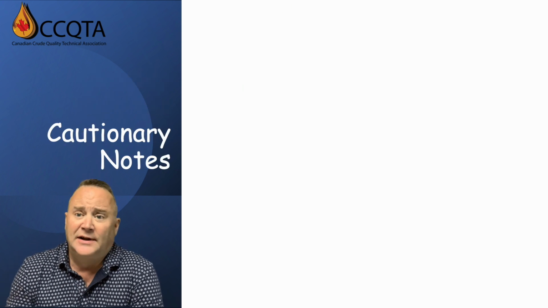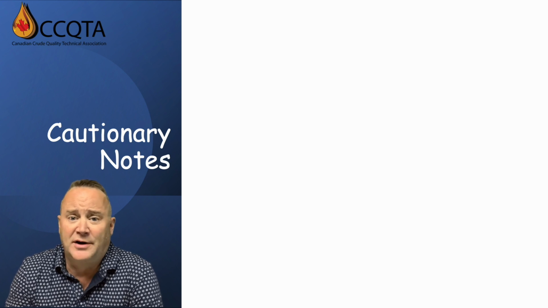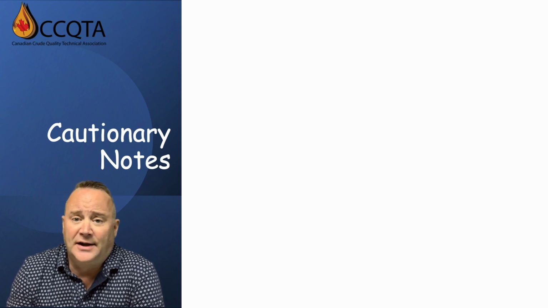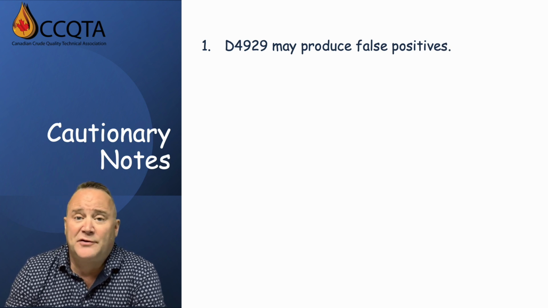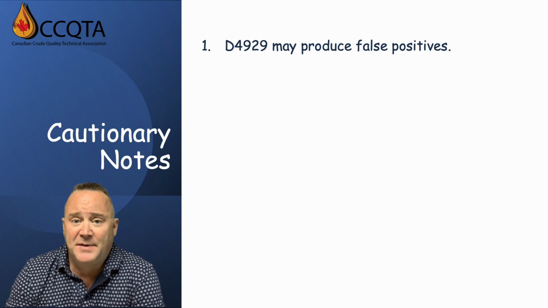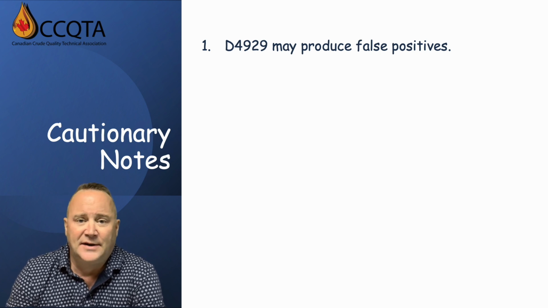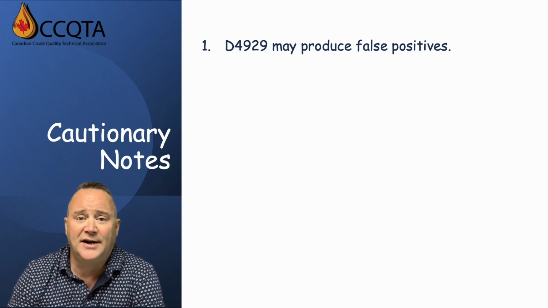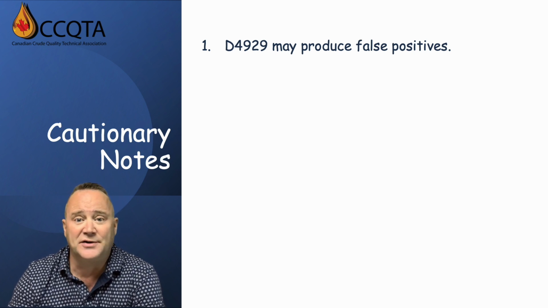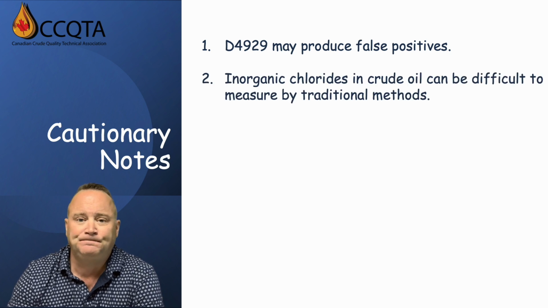All these experiences lead to some cautionary notes when interpreting chloride data. As we've shown here today, inorganic and organic chloride measurements in a crude oil matrix is difficult and it does have some pitfalls. D4929 may produce false positives under the right conditions, especially when the naphtha content is very low. Consider that a false negative is very unlikely because of the manner of detection. So if one lab is getting a positive result and another is getting a negative, the negative is likely to be correct. Not that you shouldn't do your due diligence and verify any positive result.